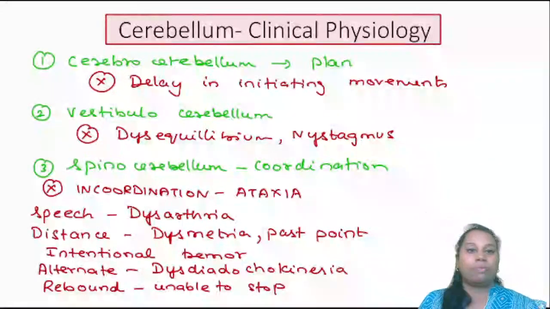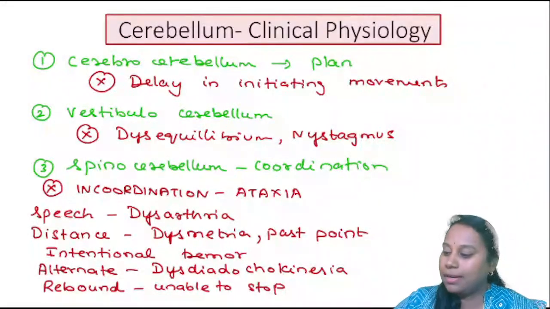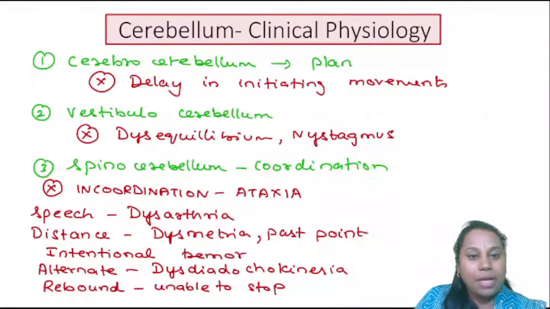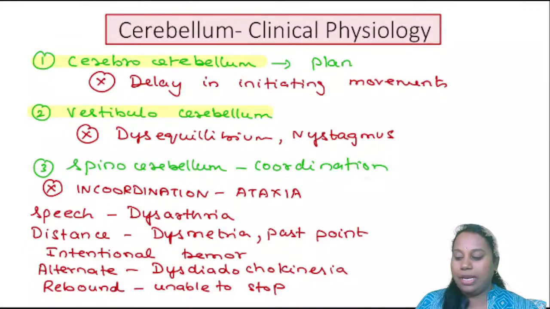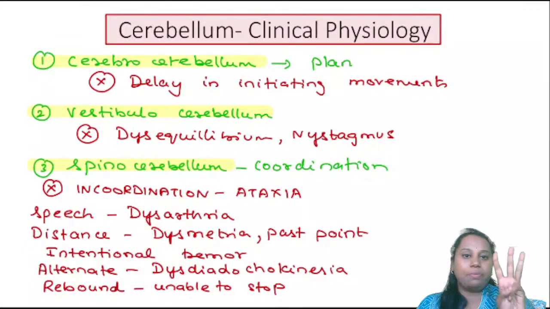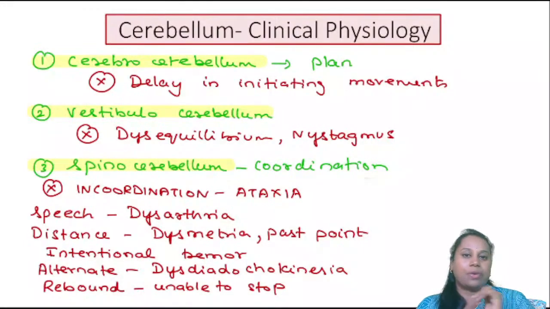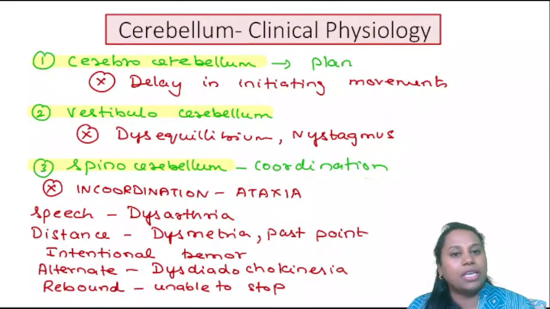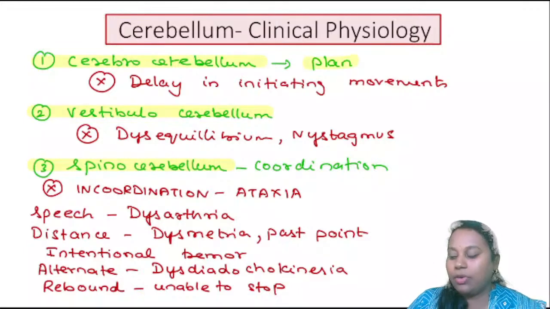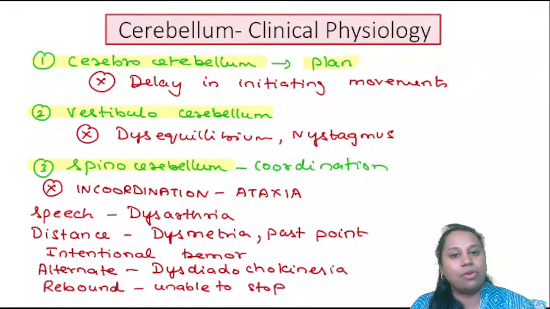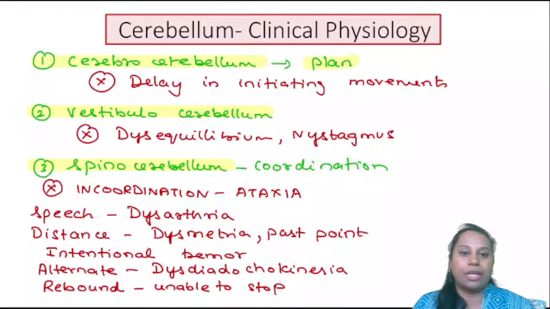Quickly, let's go through the parts of the cerebellum and the related clinical importance. The cerebellum has 3 parts: cerebrocerebellum, vestibulocerebellum and spinocerebellum. What is the role of the cerebrocerebellum? It helps in planning of movements. Vestibulocerebellum helps in equilibrium. Spinocerebellum helps in coordination.